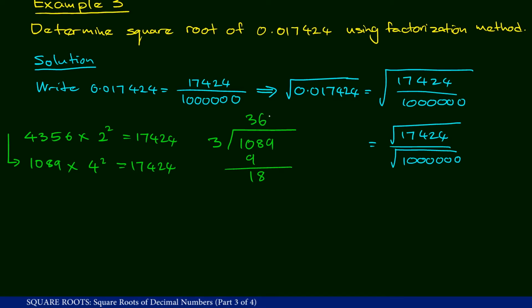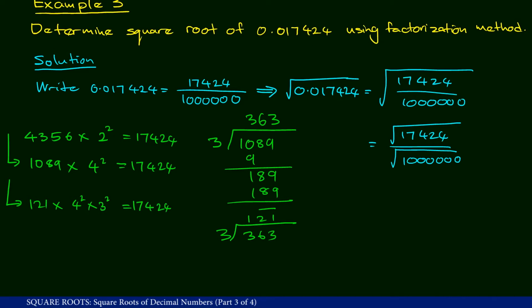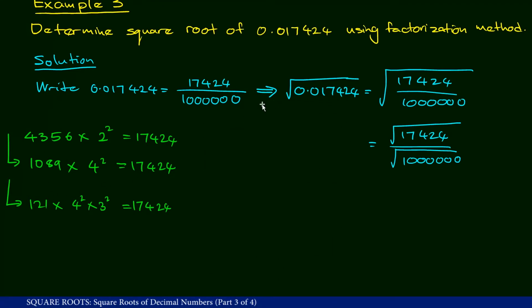So that is going to be times 3. Okay, so that is 189 here with remainder 0. So this new quotient 363 divided by 3. This is going to be an easy one. That is going to be 1, 2, 1. So we have got somewhere. So this is going to be 121 times 4 squared times 3 squared. So this is 17,424. So now we've got 121. Can you guess what 121 is? Yes, 121 is equal to 11 squared.